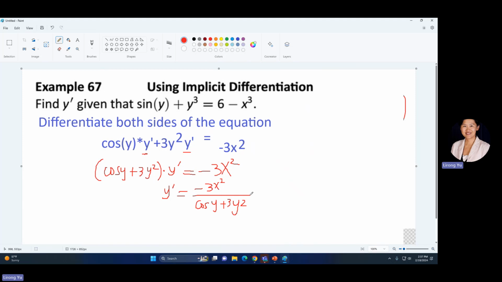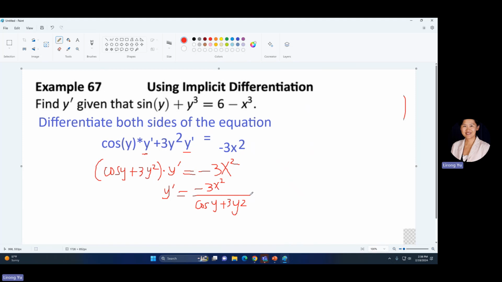So that's the answer to the differentiation. The question says find y prime, and now we have a y prime formula. Even though we do not have a formula for y, we have a formula for y prime, the derivative formula. Wait, where did the second y prime come from? The one being multiplied by 3y squared?